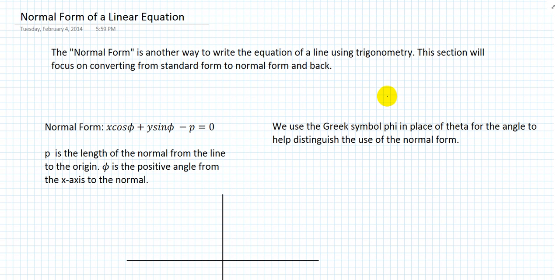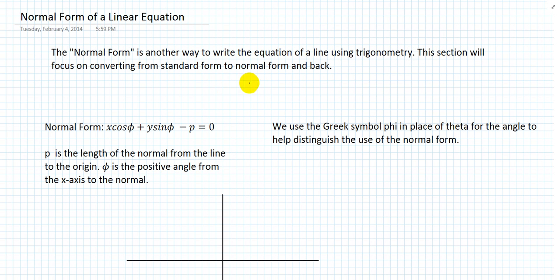All right, welcome to the normal form of a linear function. If you just listened to the earlier one, 7.5, this is going to be a breath of fresh air for you because it's a lot easier. So let's just get right into it. The normal form is another way to write the equation of a line using trigonometry.